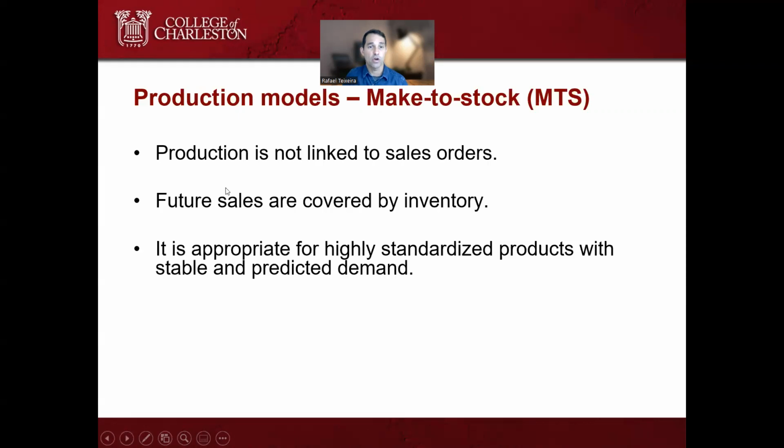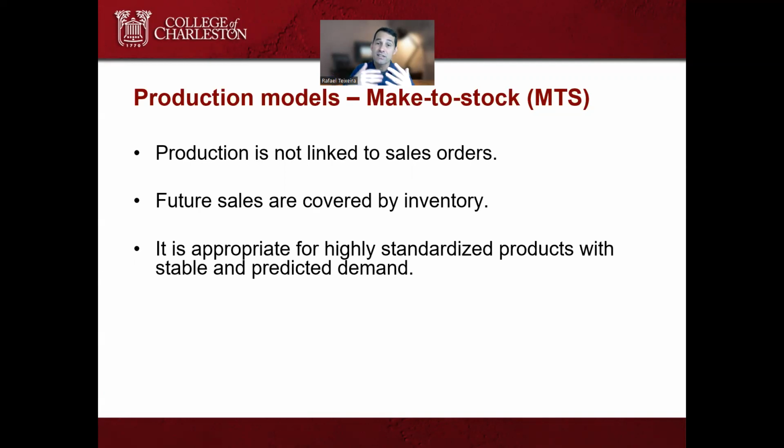I'm going to start talking about production models. We're going to see 3 production models in this class based on our class notes. The first one is make to stock. Make to stock is basically the company produces for inventory, produces independent of what the demand really is. So the company knows the demand.